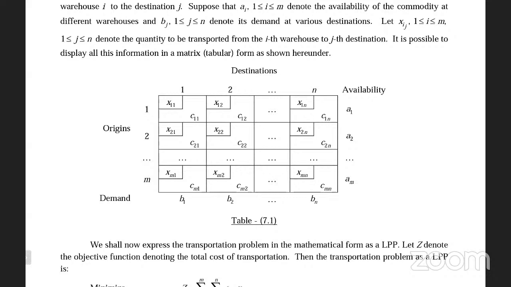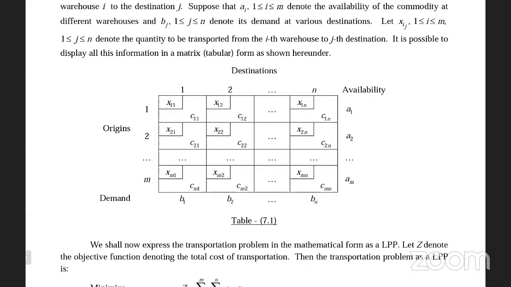Then at the destination, demand is more, but availability is less. Availability is less, but demand is more. At that time, the distribution center people will be at a loss. So it is a loss for both. To avoid loss, demand and supply must be equal. That problem is called a balanced transportation problem.